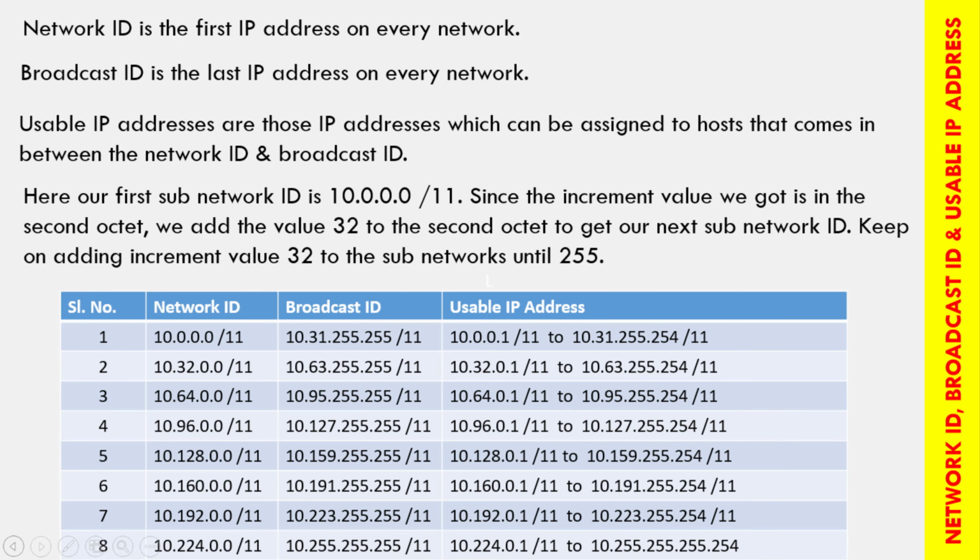As you can see, the last network ID is 10.224.0.0. If you add 224 with 32, we get 256. Since 256 is not a valid IP address range, we will take 224 as our last subnetwork ID.